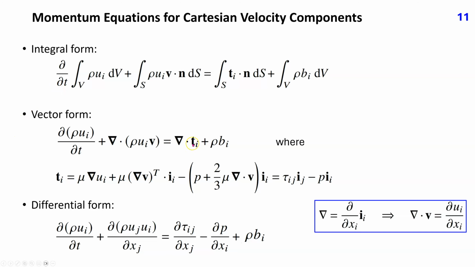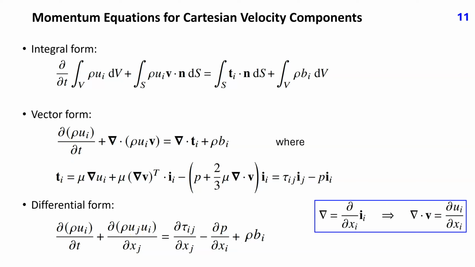The vector Ti results from dot product of Cartesian base vector Ii with the stress tensor T, see slide 8. Here it is presented as a function of velocity gradients, dynamic viscosity mu, and pressure P. The viscosity-dependent part is usually denoted by tau. The differential form in Cartesian coordinates is obtained by implementing the Cartesian form of the divergence operator shown here, with an example of its application to the velocity field, into this equation.